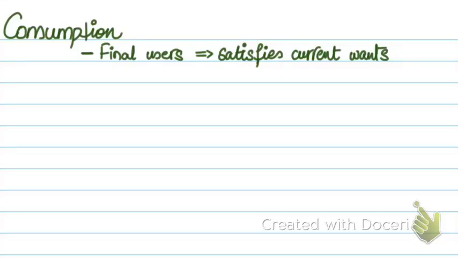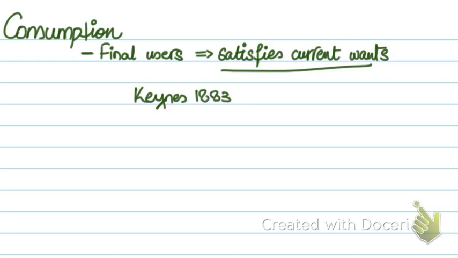Right. So consumption is basically expenditure on all goods and services by the final users, which means that consumption is to satisfy current wants and needs, right? So in A2 economics, the consumption function is based on the Keynesian consumption function of 1883. So this is a consumption function that we'll be talking about.